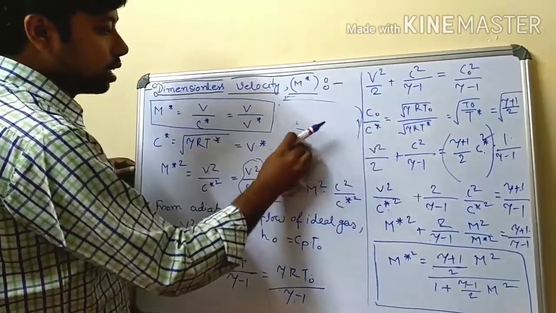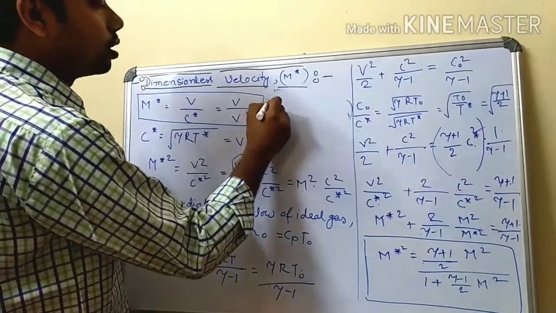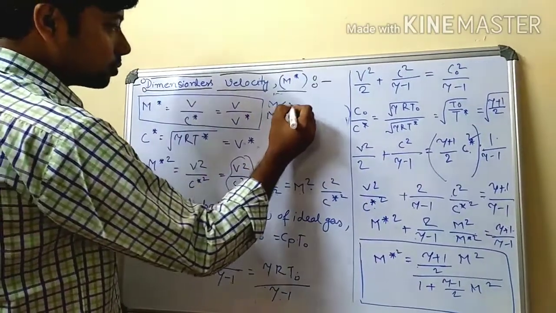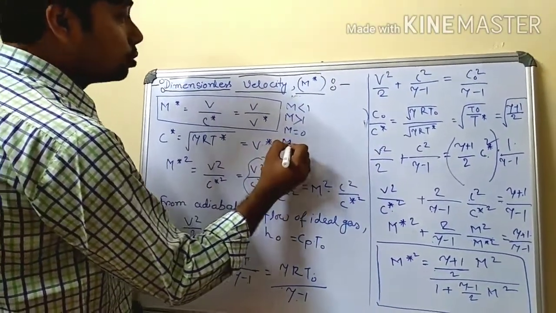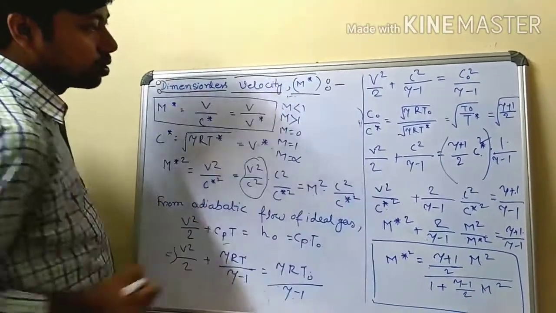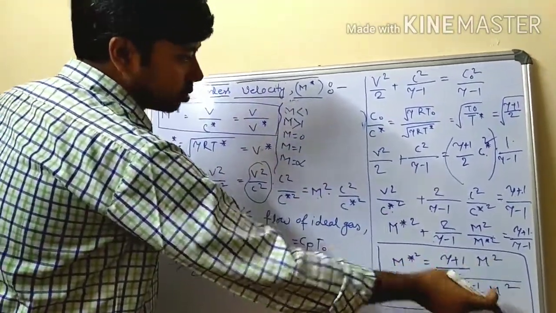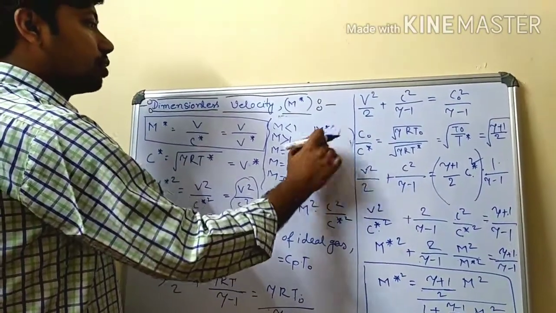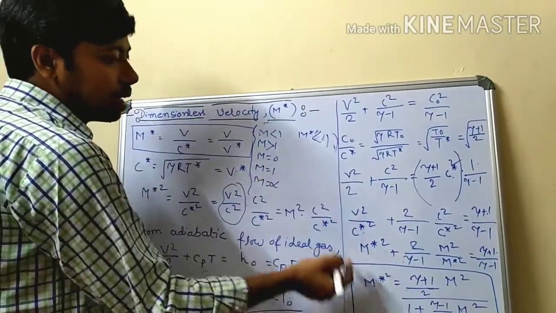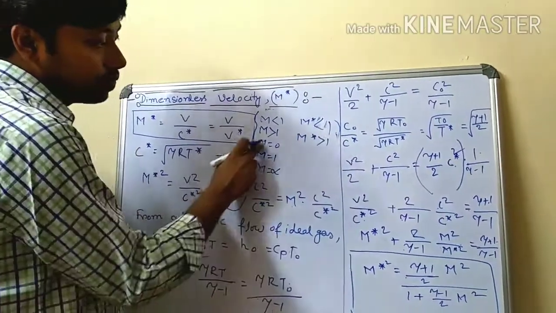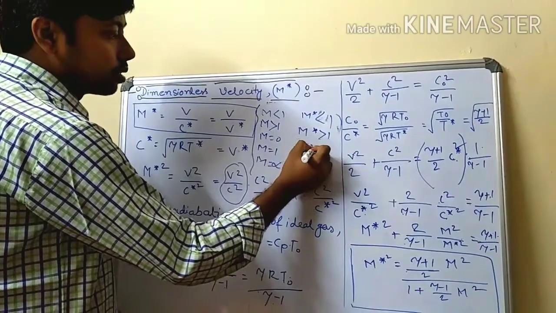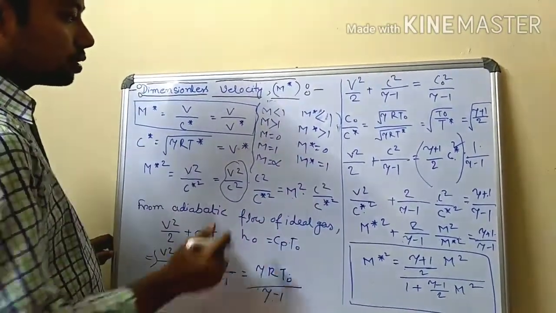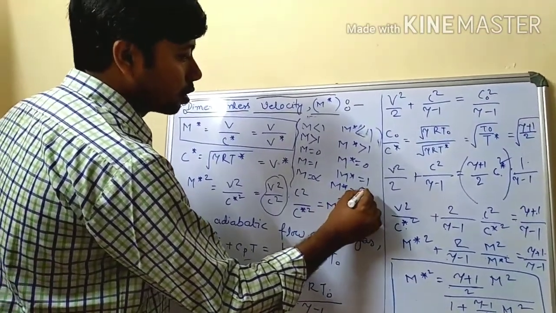Okay. Now, in this expression, if you put these values, like M less than 1, M greater than 1, or M equal to 0, M equal to 1, or M equal to infinity, for both cases: if M is less than 1, M star also gets values less than 1. If M is greater than 1, M star will also be greater than 1. If M is equal to 0, M star will also be 0. If M is equal to 1, M star will also be 1. If M is equal to infinity, M star will be gamma plus 1 divided by gamma minus 1.